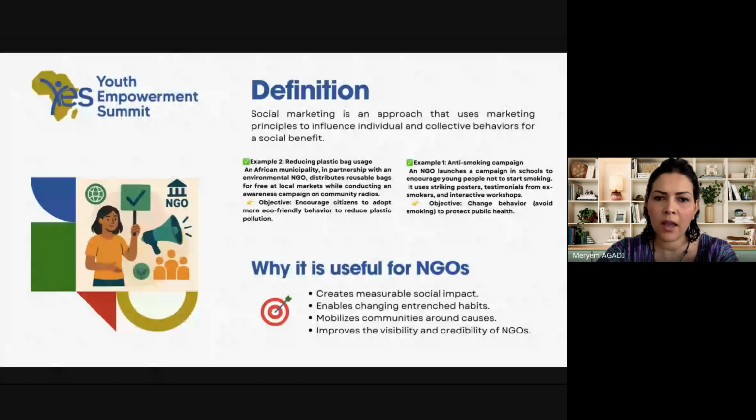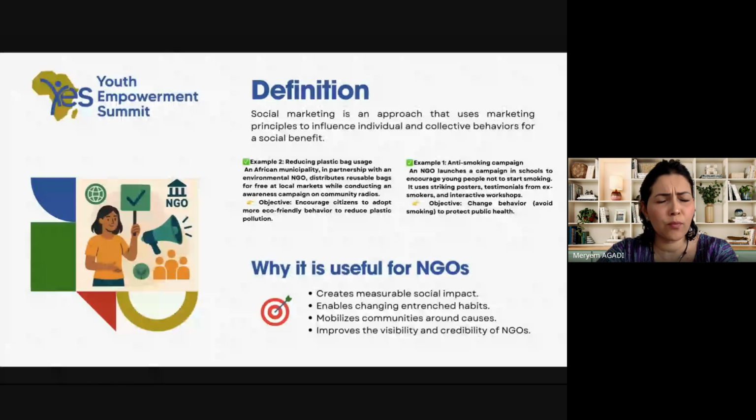Okay, so here we can see 2 examples. The first one is about an anti-smoking campaign. An NGO launched a campaign in schools to encourage young people not to start smoking. They used striking posters, testimonials from ex-smokers, and interactive workshops. The objective of this social strategy is to change behavior, to avoid smoking, and to protect public health and the community. The second example is about reducing plastic bag usage.